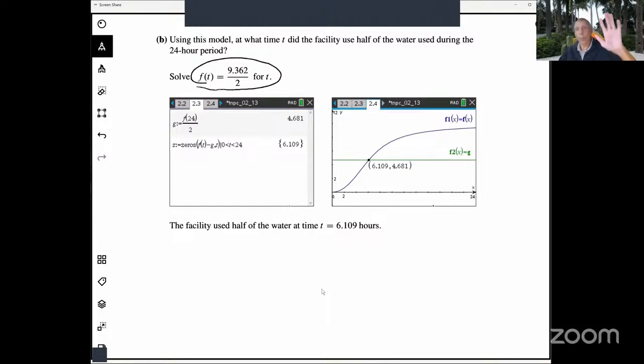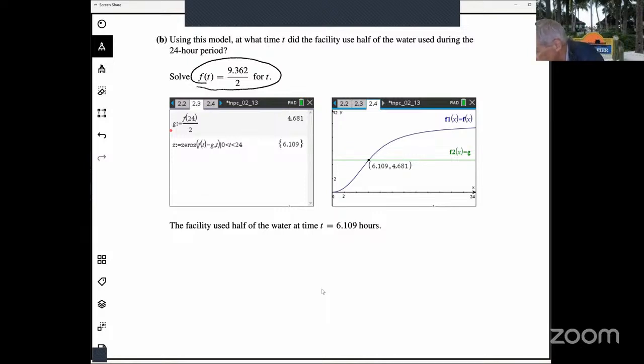Now, one important issue here is I have to use that 9.362 to the greatest degree of accuracy that the calculator can store. So here's what I did on the TI-Nspire. I actually did this in a couple of different ways to check myself, and Tom will show you a way to do this on the TI-84.